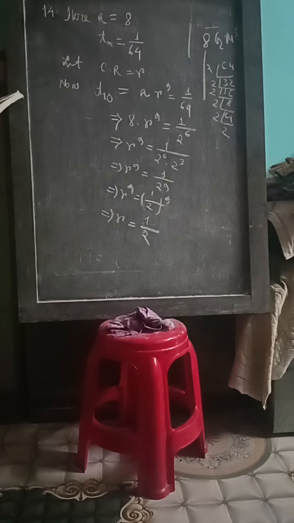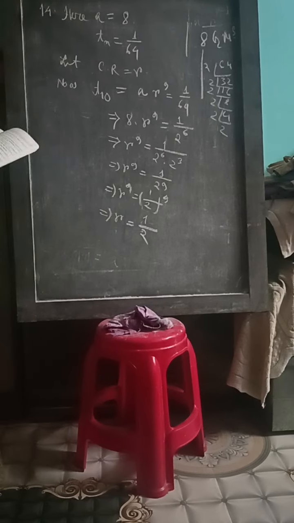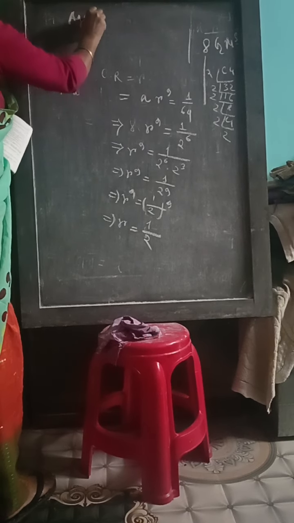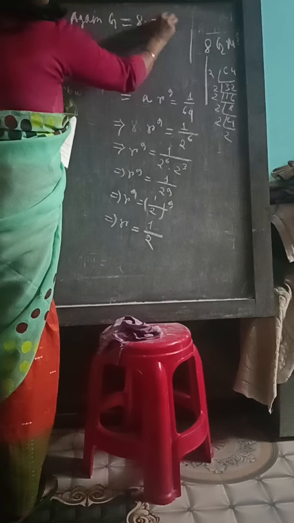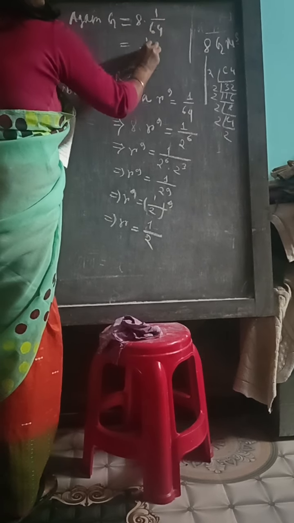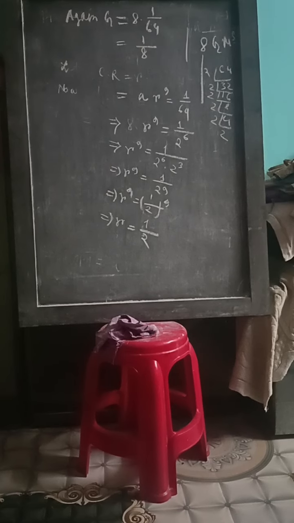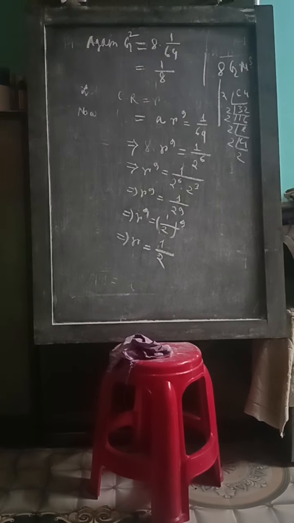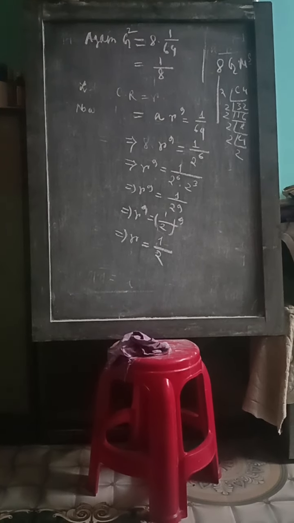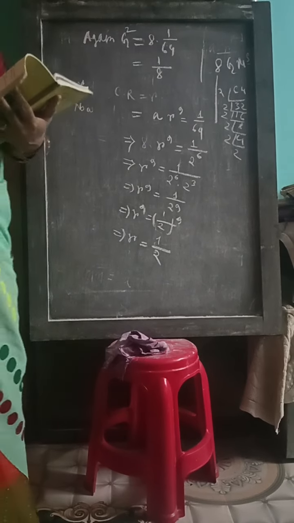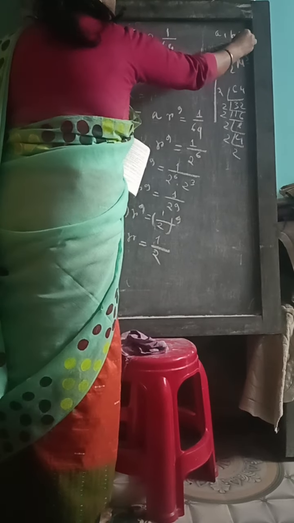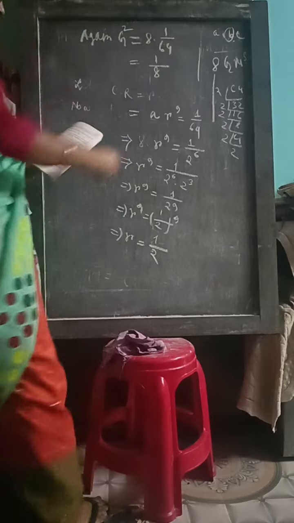Now what is given again? G is the GM between these two. Again G is equal to 8 into 1 by 64, equal to 1 by 8. It is given. G square is equal to, students, it is a geometrical mean. So if A, B, C are in GP, then B square is equal to AC. So G square is equal to this into this. Okay.